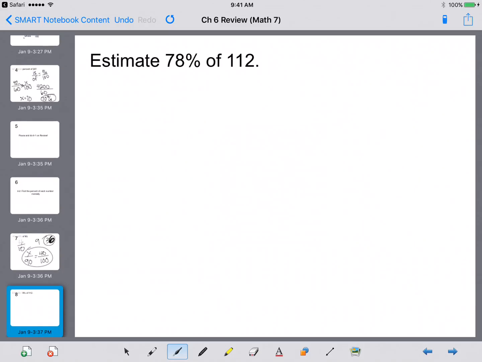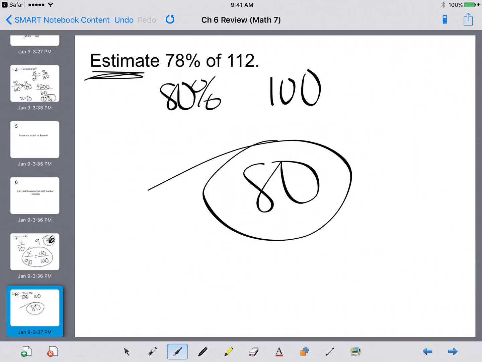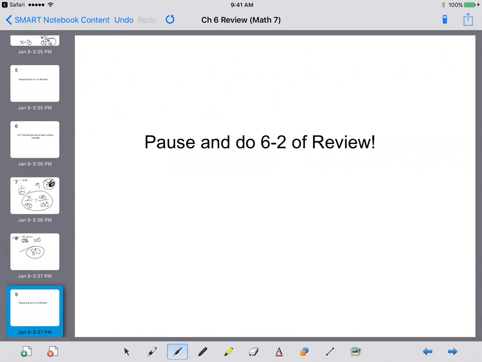Here, estimate 78% of 112. Okay, estimate is our favorite word here. 78%. Let's bring that to 80. 112, I'm just going to go straight to 100. And I know 80% over 100 is just 80. Voila. So you can pause and do 6.2 on the review now, knowing what you know.